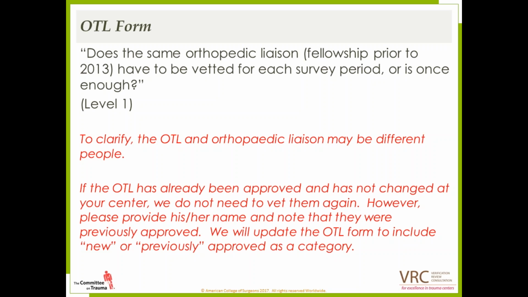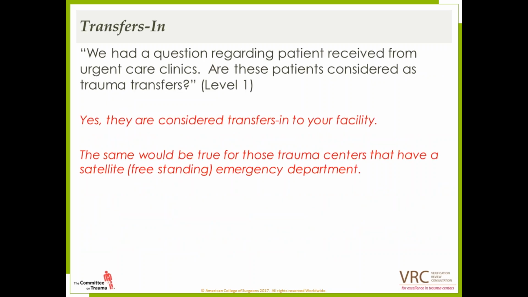Basically, all we want to know is whether or not there's been a change, and if there has been a change, you have to fill out the form again. If there's not been a change, we do want you to tell us his or her name and tell us that they've been previously approved. We will make an update to the OTL form to include a couple of new categories, such as: is it a new OTL or a previously approved OTL? So we're going to go ahead and update that on the form.